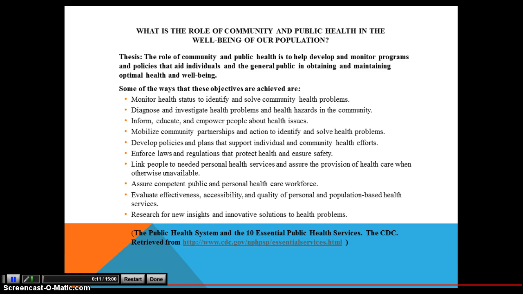What is the role of community and public health in the well-being of our population? The role of community and public health is to help develop and monitor programs and policies that aid individuals and the general public in obtaining and maintaining optimal health and well-being.